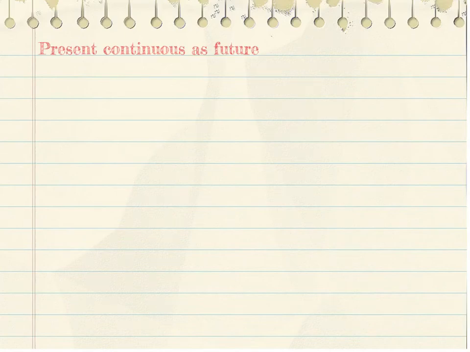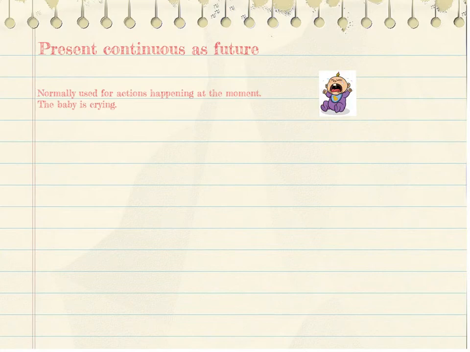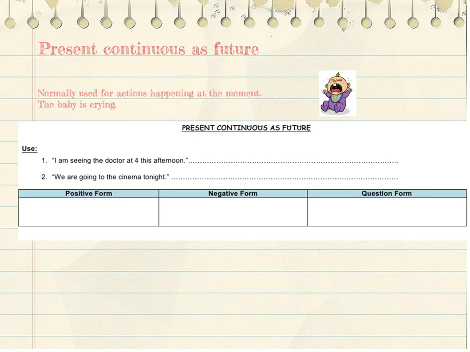I'm now going to move on to the third form of the future, which is the present continuous. So usually we use the present continuous to describe an action that is happening at the moment. For example, the baby is crying. So here we're describing an action that is happening right at this moment. However, the present continuous can also be used for the future. And we often use it for appointments. For example, if you're going to see a doctor or a dentist.